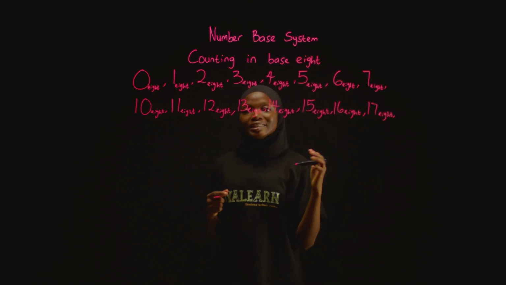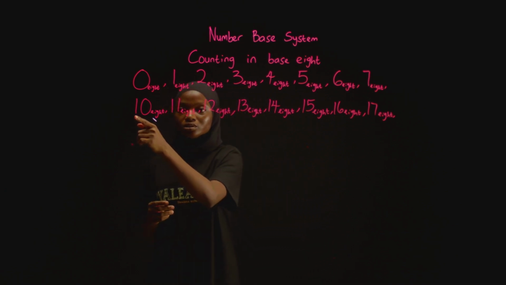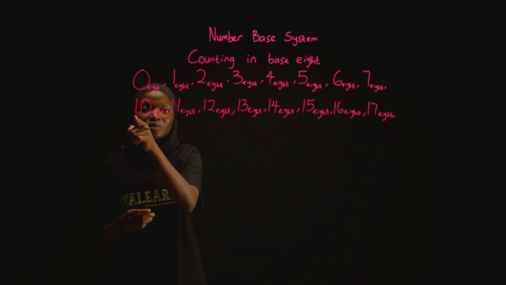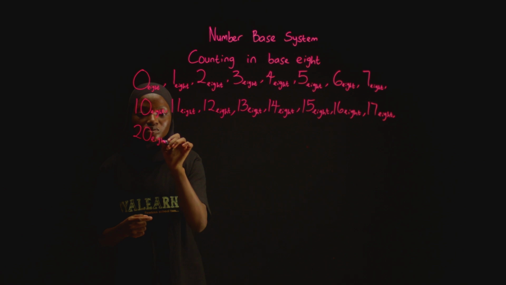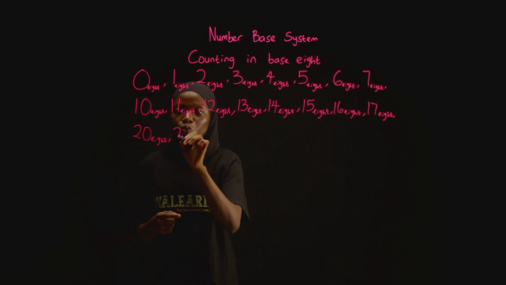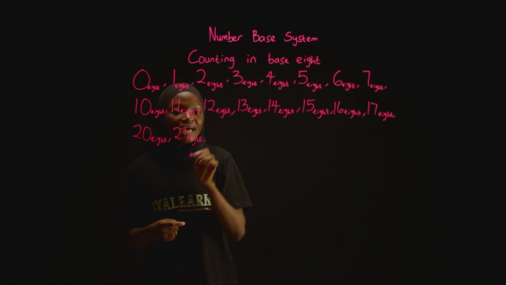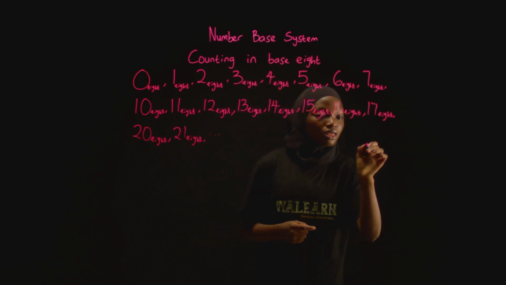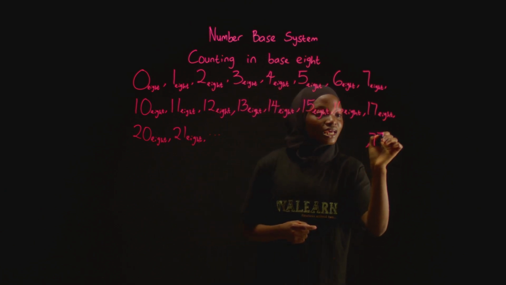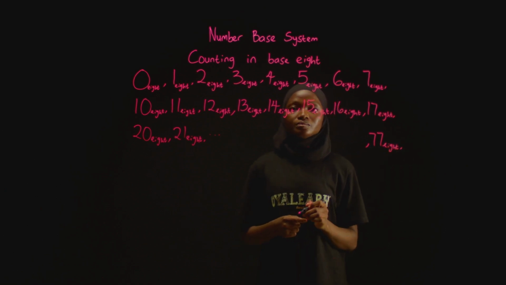Now let's move on to the next 2-digit numbers we can have after ones. What's the highest number after 1? 2. So we have 2, 0, base 8. Okay. 2, 1, base 8. And it keeps going like that till 7, 7, base 8 for the 2-digit numbers in the base 8 counting system.